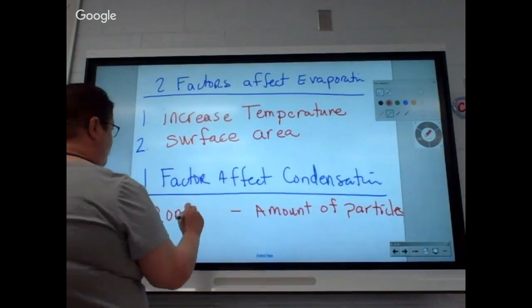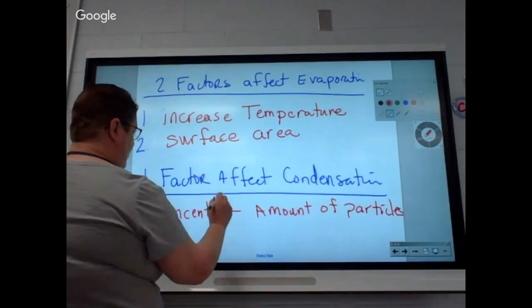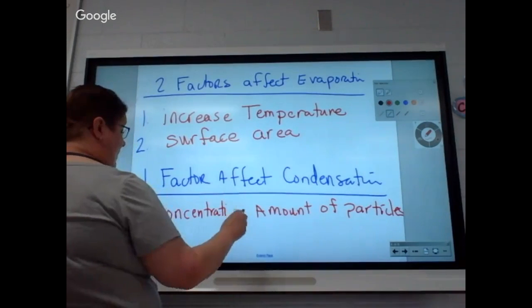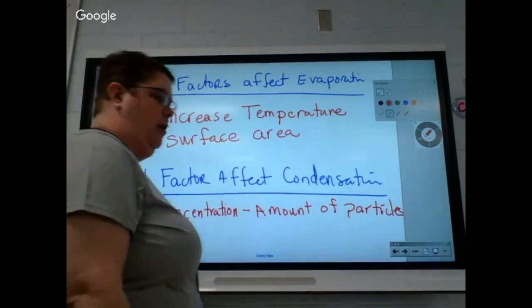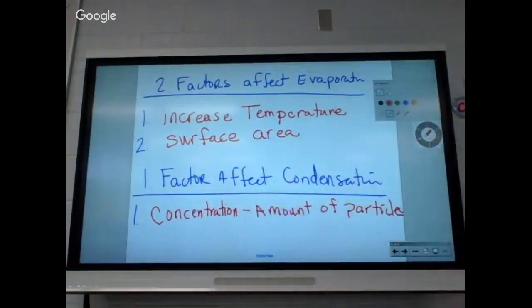It's called concentration. I knew you weren't going to get that. That's why I gave you credit for amount of particles. I knew you weren't going to know the name. It's a new vocabulary word. Concentration. All right, the concentration of something is the amount of particles. The more particles you have, the greater the chance of condensation. So when you have more gas particles up there, you have a higher concentration.